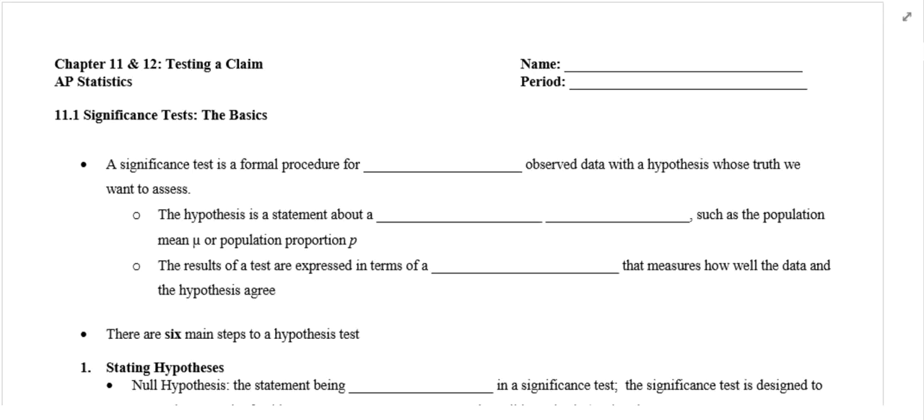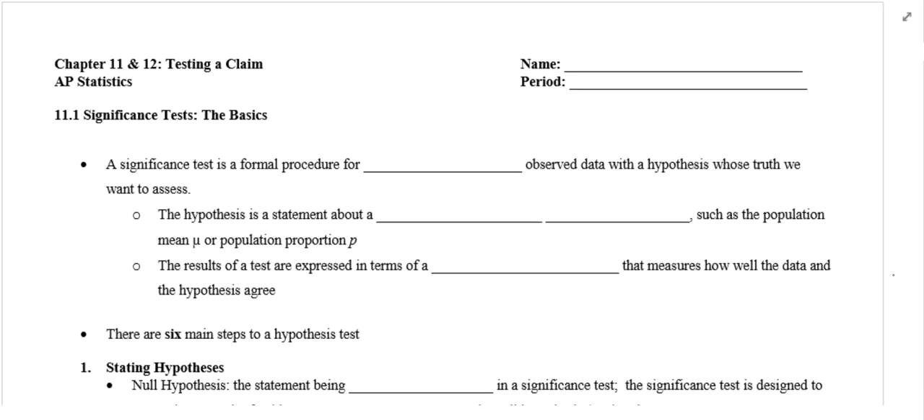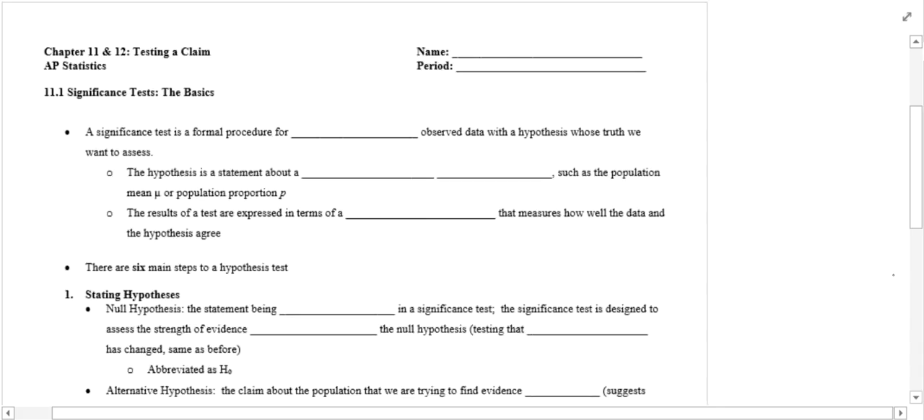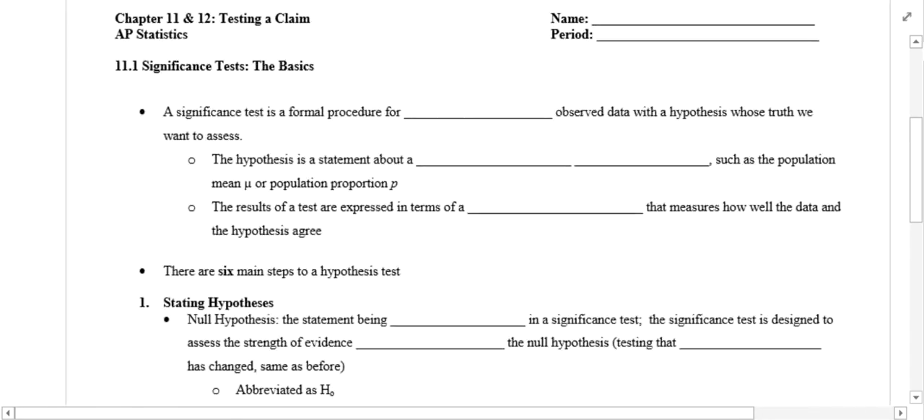Hey, AP Statistics. We are going to do the first couple of pages of chapter 11, 12 notes. Our textbook is a little bit old, and so chapter 11 and 12 are now combined. So that's how we're going to do this chapter. Chapter 11 and 12 are on significance tests. If you've heard of that, awesome. If not, I'm going to tell you all about it.